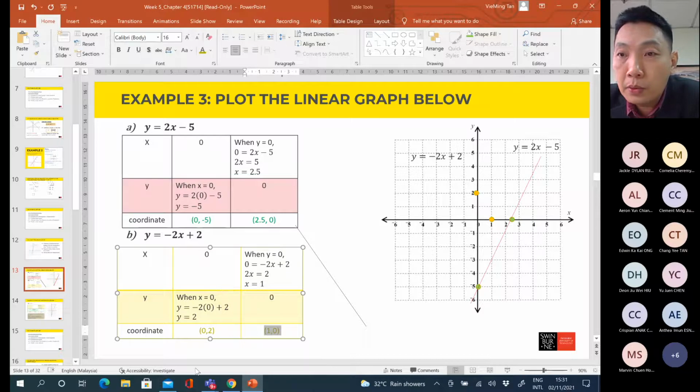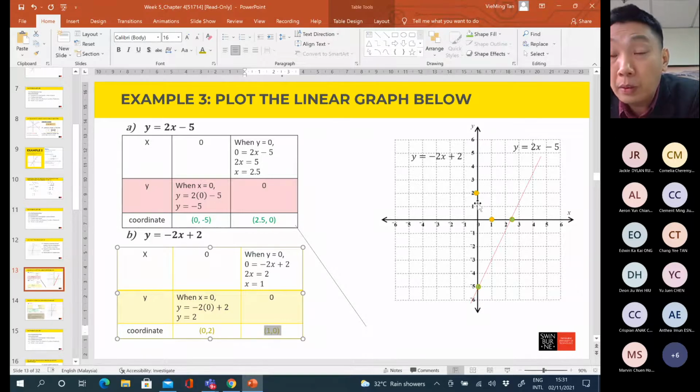All right, 0, 2, where is 0, 2? Oh, here, this point, 0, 2. When x is 0, y is equal to 2. The second point is when x is 1, y is 0, this point. All right, and then you can use a straight line to combine these 2 points.